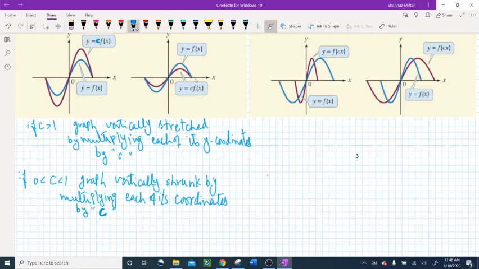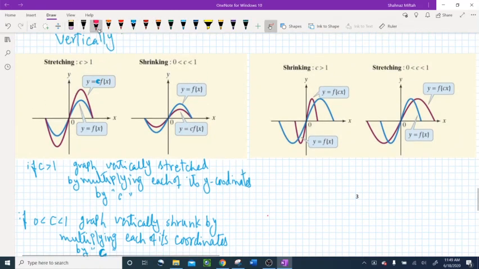Now, this one is talking about horizontally shrinking and stretching. You see they are opposite. This one was stretching when c was greater than 1. This one is shrinking when c is greater than 1. But it's horizontal, and that one is vertical. Just make sure that you remember this. In this case, if c is greater than 1, then the graph is horizontally shrunk.